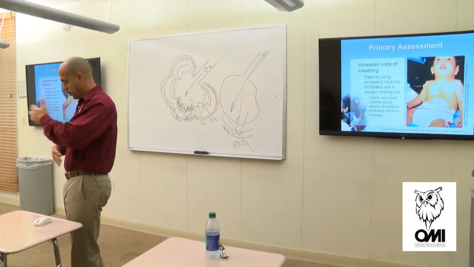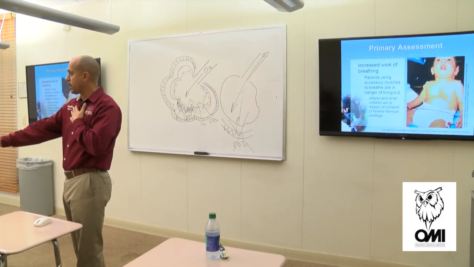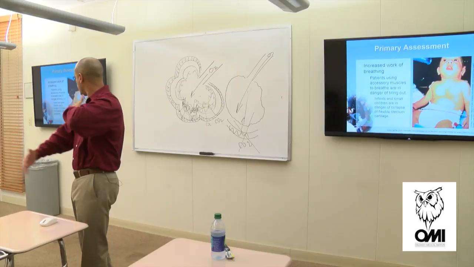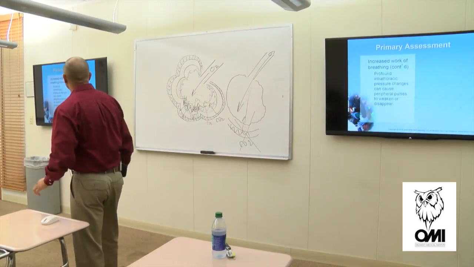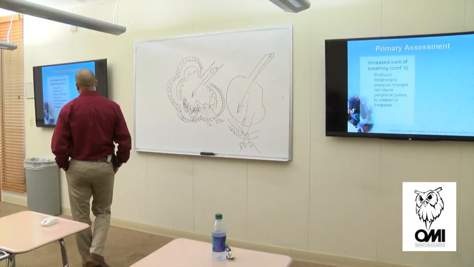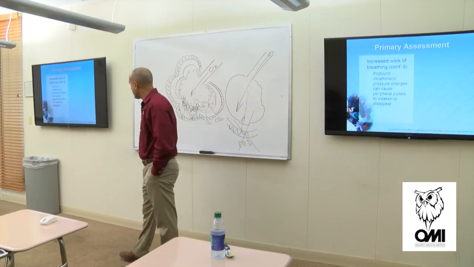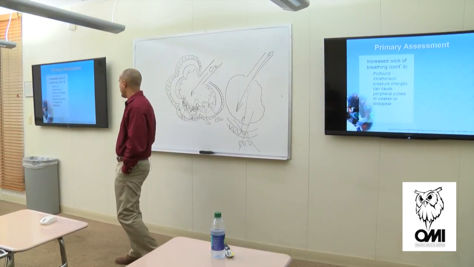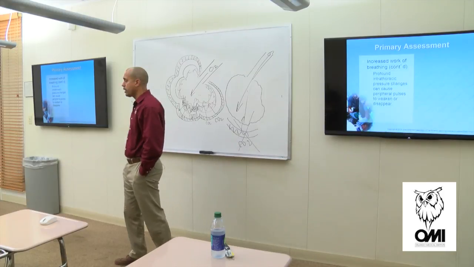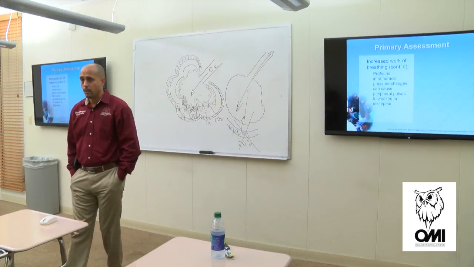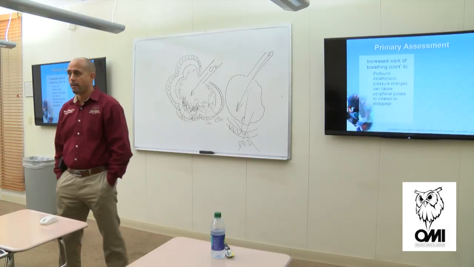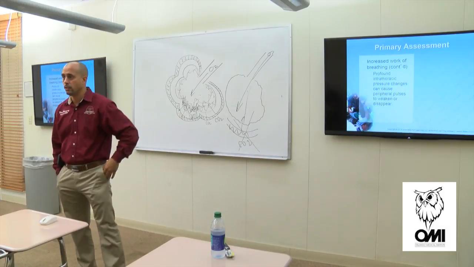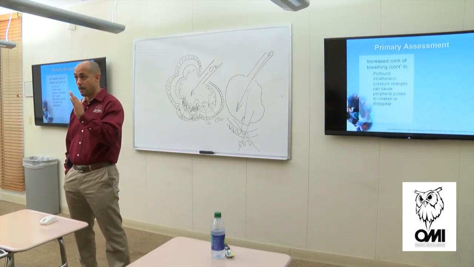And then you see seesaw breathing. The stomach comes out, the chest goes in, the chest goes out, the stomach comes in. You'll see a lot of that. Profound intrathoracic pressure changes can cause peripheral pulses to weaken or even disappear. And we want to talk about pulsus paradoxus. If you're taking a blood pressure, you see it stops when the patient takes a deep breath, or it drops.